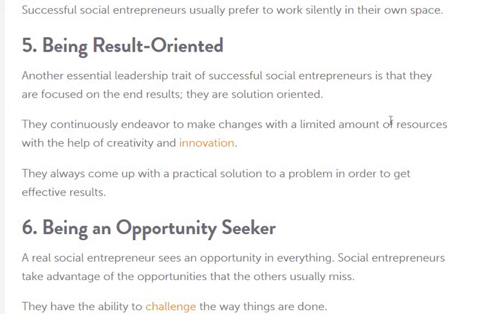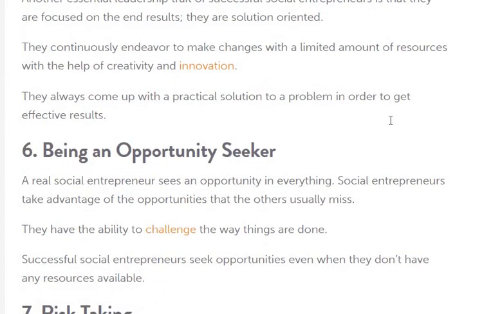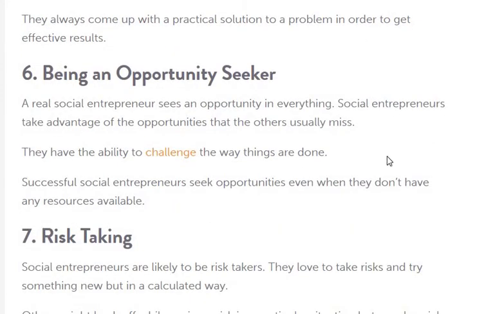Another essential leadership trait of a successful social entrepreneur is being an opportunity seeker. A real social entrepreneur sees an opportunity in everything. Social entrepreneurs take advantage of the opportunities that others usually miss. They have the ability to challenge the way things are done. Successful social entrepreneurs seek opportunities even when they do not have any resources available.